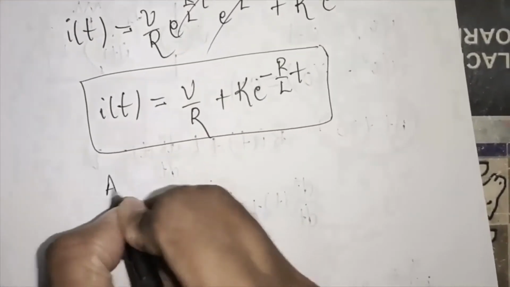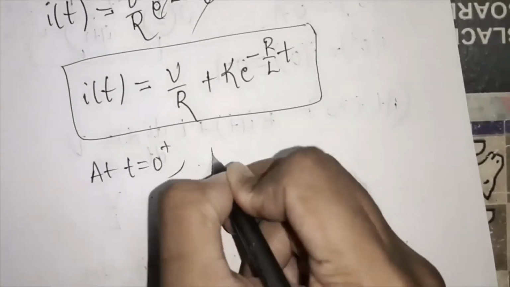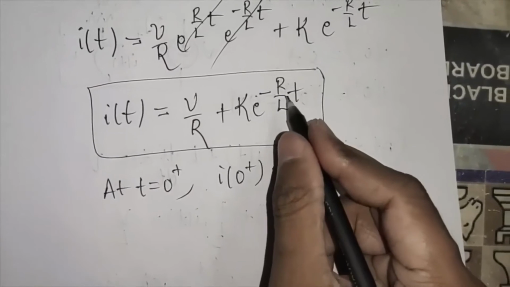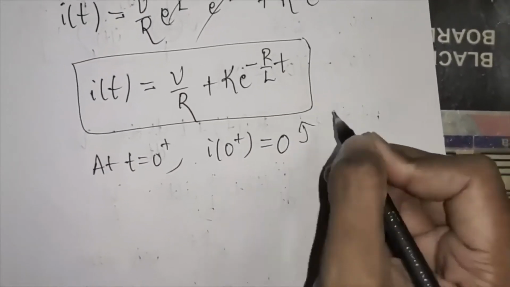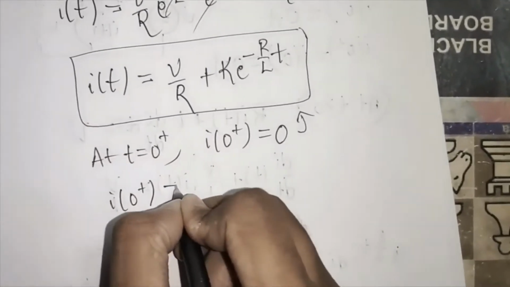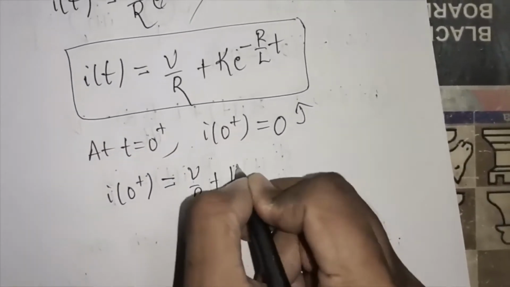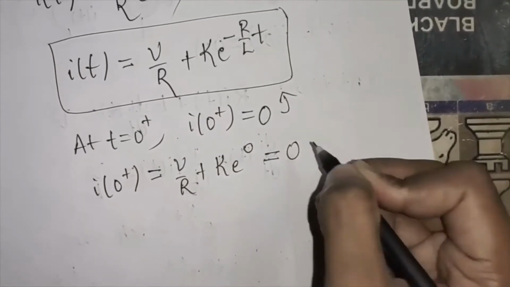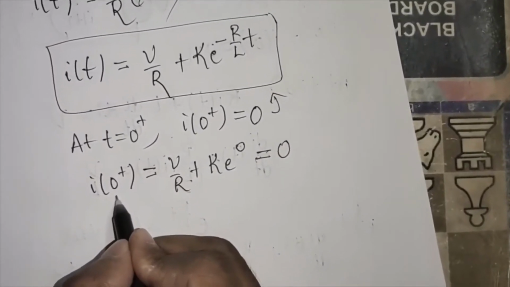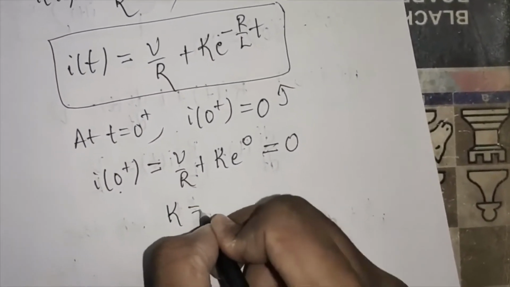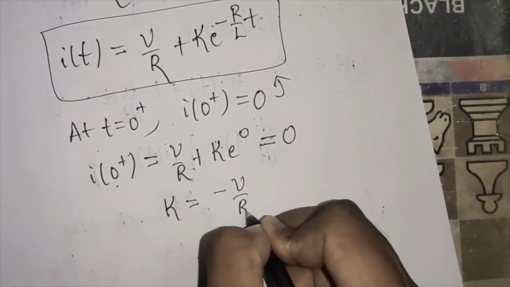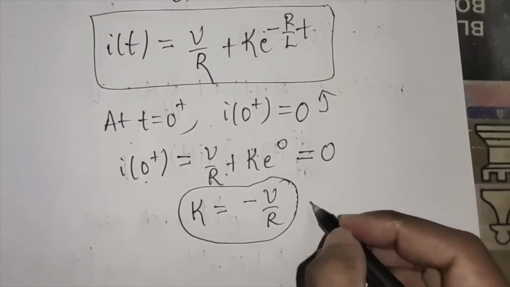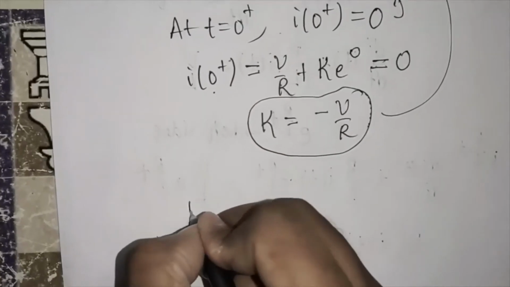We know that at t is equal to 0 plus, I of 0 plus is equal to 0. So if I substitute this condition in the above expression, I of 0 plus is equal to V by R plus k into e power 0. So this value is obviously equal to 0, since I of 0 is 0. So from this, k is equal to minus V by R. If I substitute this value in the expression, I'll get my expression for I of t.